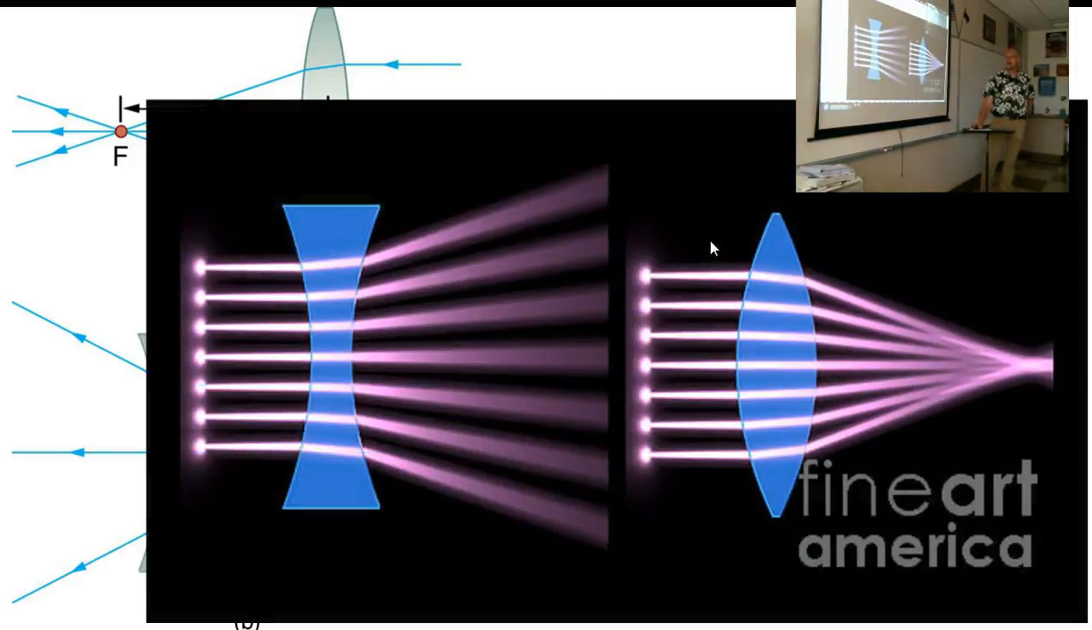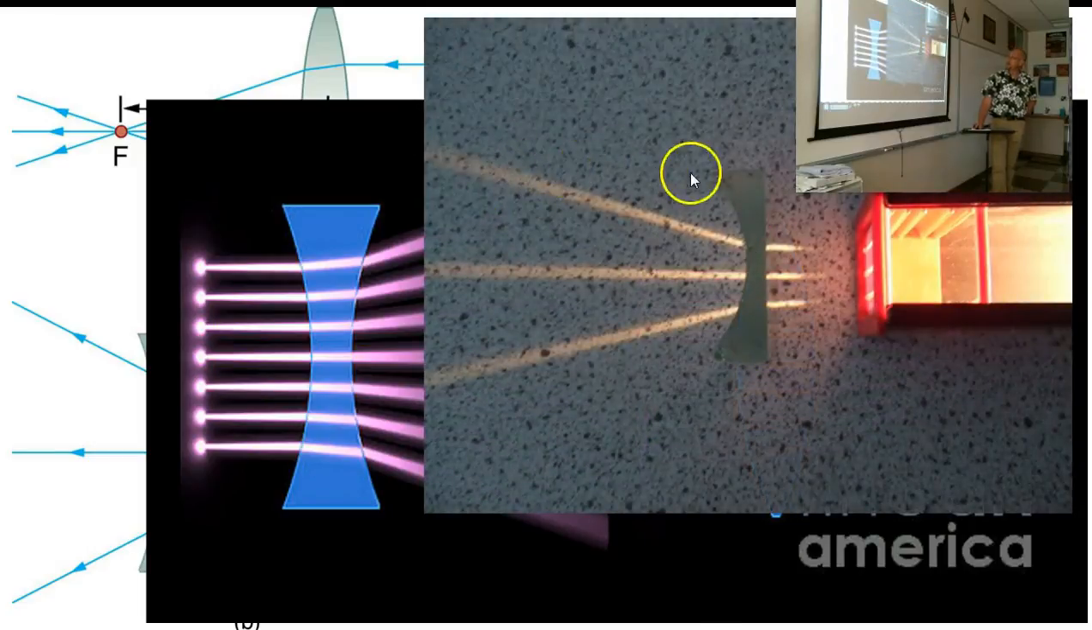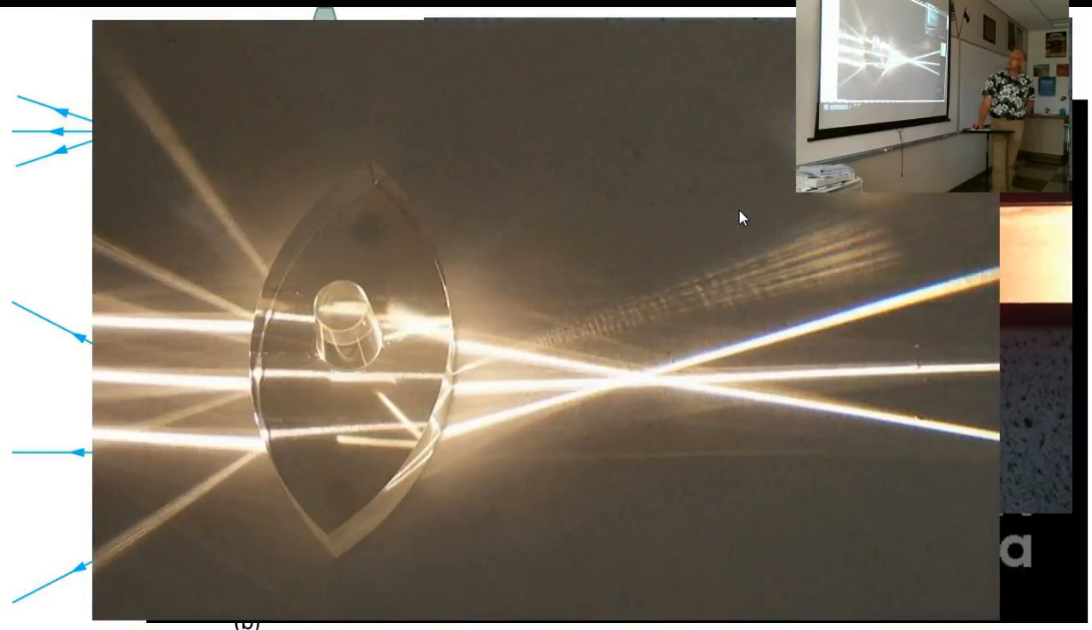Here's examples again with a series of lasers that makes it easier to see. Here's again a converging lens. All these lines of light that are parallel get focused down to a focal point. And here a bunch of parallel lines of light get scattered. Just another example of that again, a light box projecting 3 lines of light and it gets scattered by this lens. And another example of a converging lens.